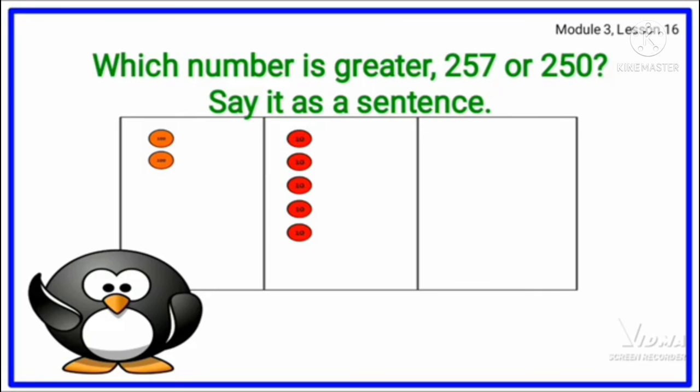257 is greater than 250. How did I know? I'll tell you. They two have 2 disks of hundreds. So, that is settled. They two also have 5 disks of 10. They're the same there. But look at the ones. 257 has 7 disks of ones, but 250 does not have any ones. That means 257 is 7 ones greater than 250. So you see, you can easily find out which one is greater than or less than.